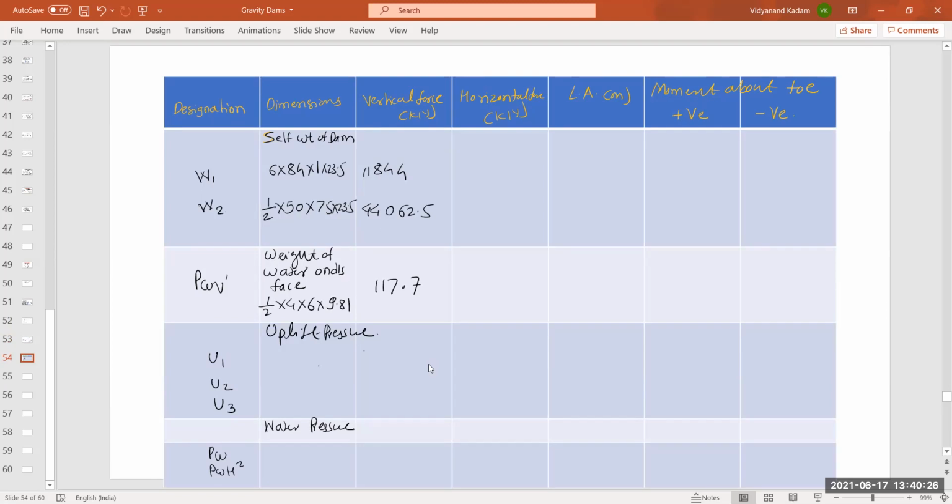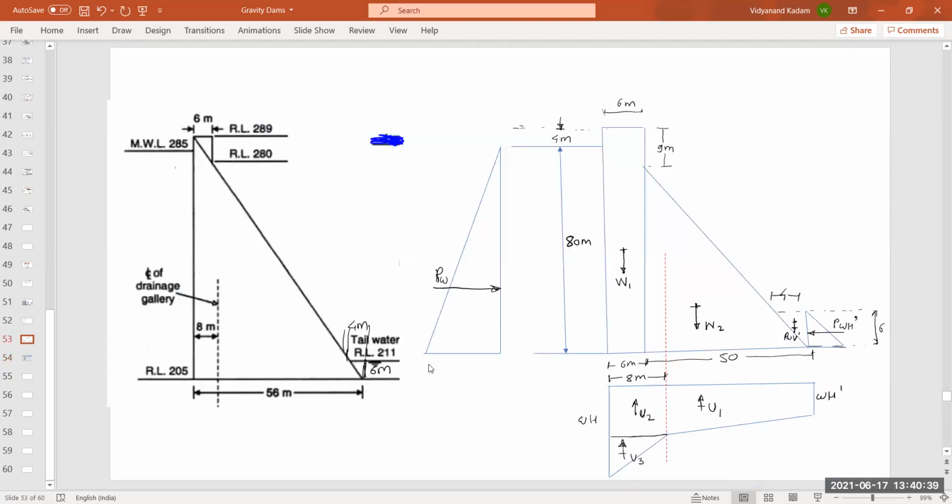After that, U1 is uplift pressure for the trapezoidal section, then U2 is for rectangular section and U3 is for triangular section. Let us calculate W into H first. So tell me what is this value, W into H.